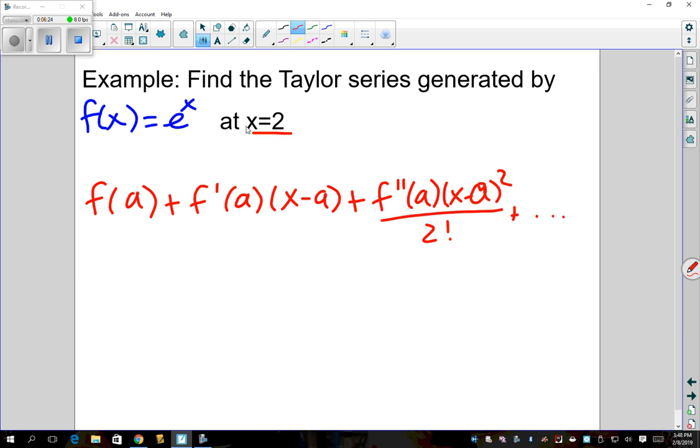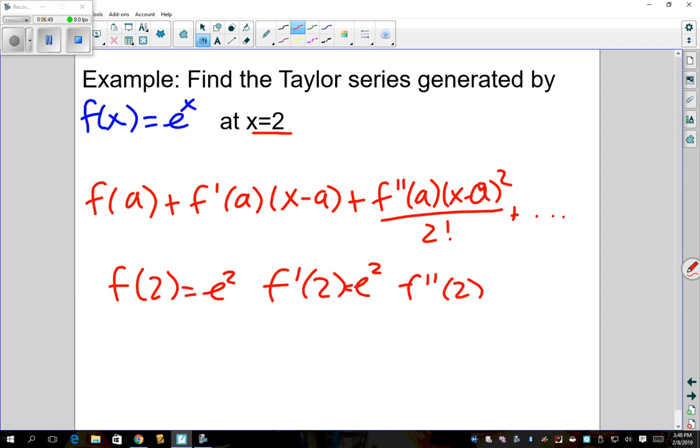And so I'm just going to write out the first couple terms. If we notice about e to the x, f of 2 is equal to e to the 2. F prime of 2 is also e squared. And we keep going, and so the derivatives are all the same. So that's really easy for us.